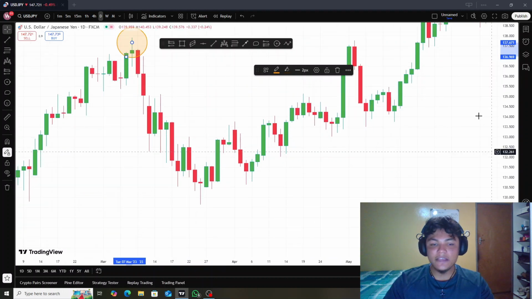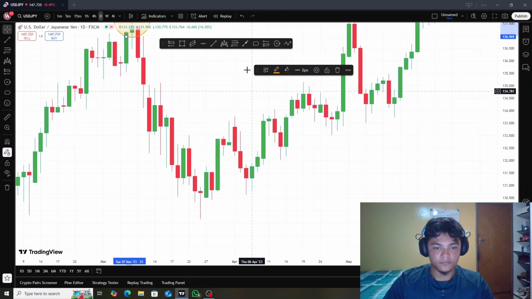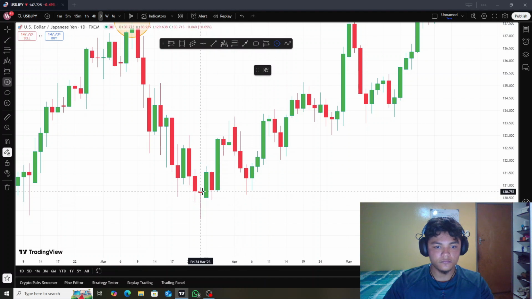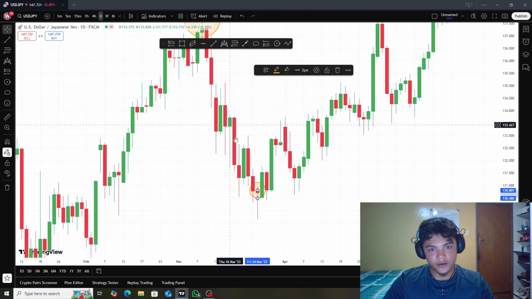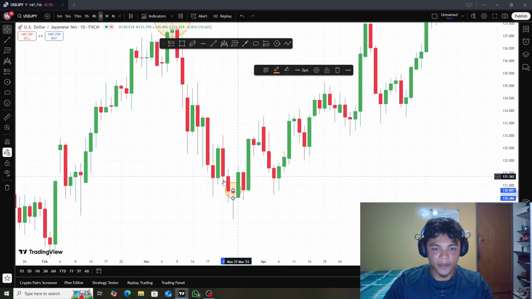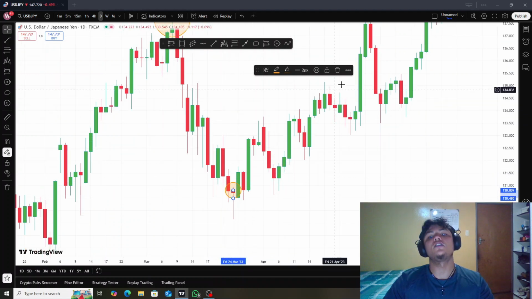And here we have an evening star candlestick pattern. The market went down, and as soon as this pattern formed, the market went up.